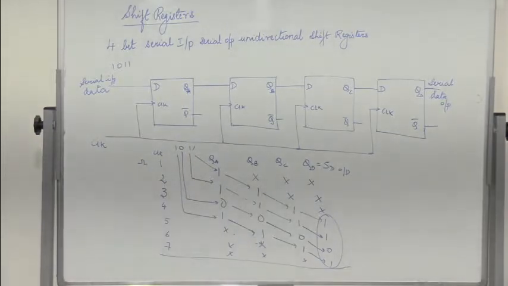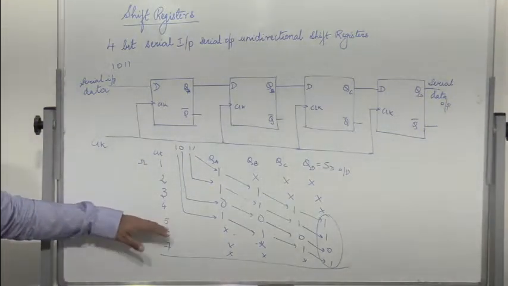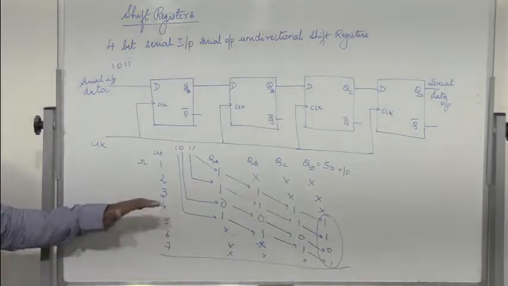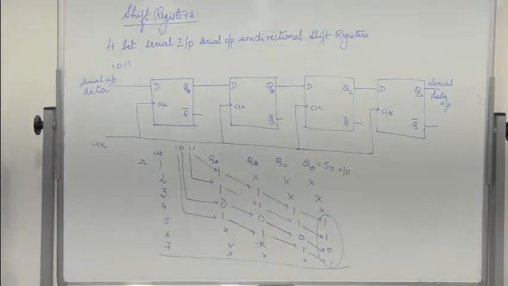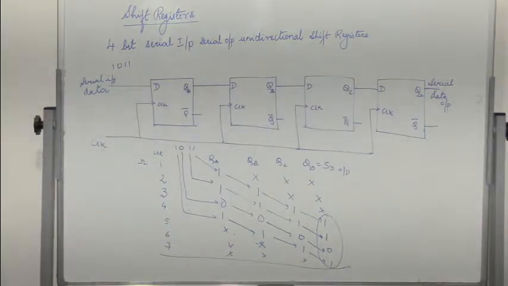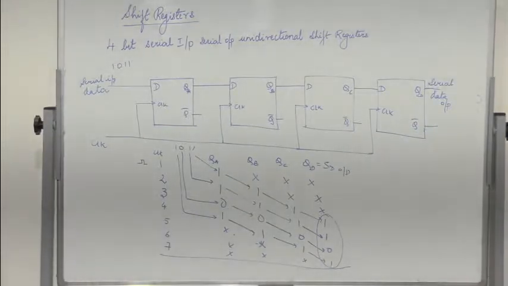Right? So after the 4th clock pulse, we get the first bit of the output. The 5th clock pulse, I get the second bit. The 6th clock pulse, I get the third bit. And the 7th clock pulse, we get the 4th bit. Right? Now, can this be modified into a 4-bit circular shift register? Yes, we can do that.